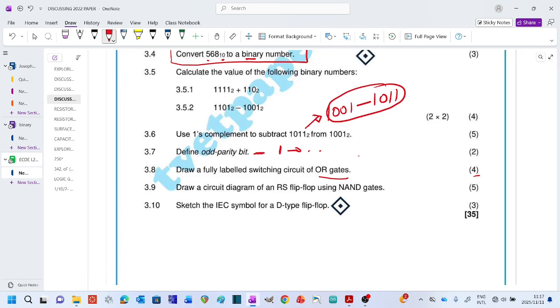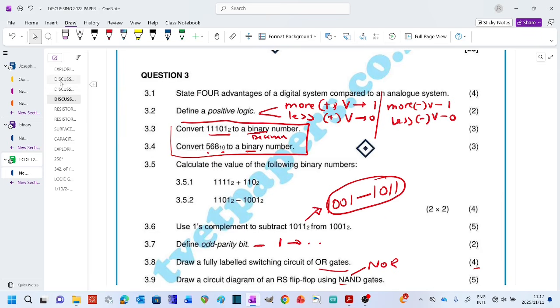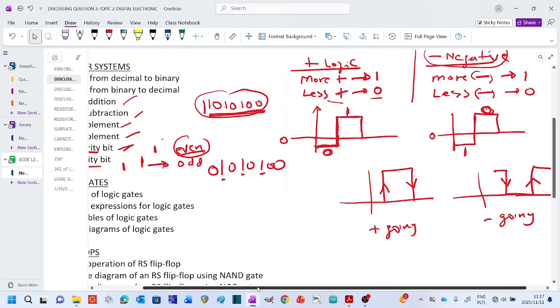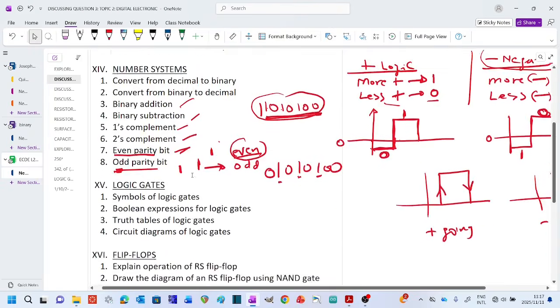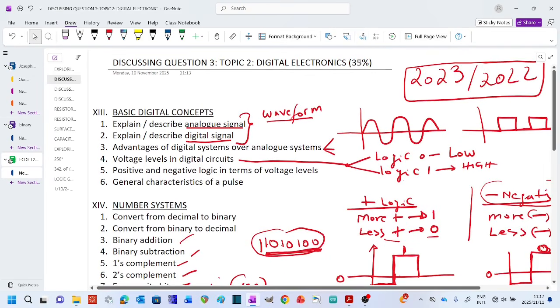Then here, draw a circuit diagram of an RS flip-flop, again using NAND gates. The first question we saw was asking you to use NOR gates. Here they're asking you to use NAND gates, and then sketch the IEC symbol of a D-type flip-flop. I think we have covered everything we needed to know about question 3. We have covered all the modules and all the important things. I think that will help us a lot. 35% is a lot, so we have to work hard on question 3 also.